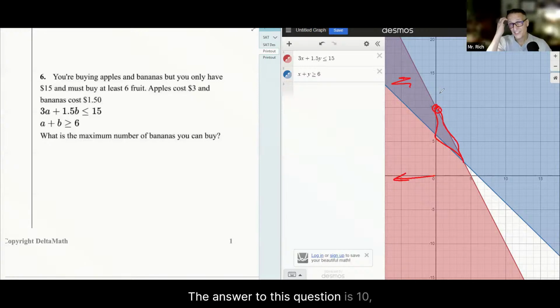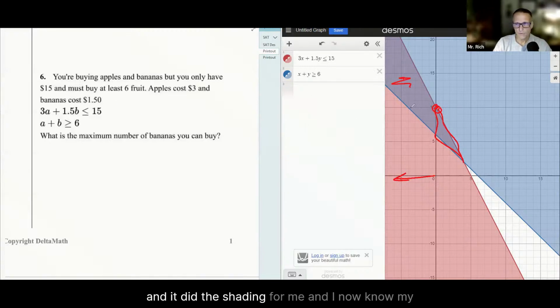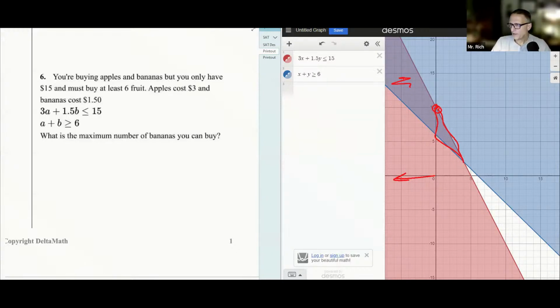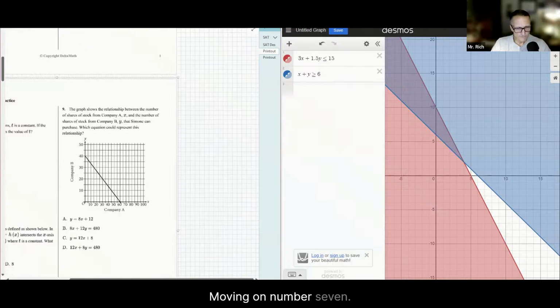The answer to this question is 10, and I'm seeing it right on the graph. Remember, solutions to inequalities are regions, shaded regions, and it did the shading for me, and I now know my answer is the number 10. Okay, I hope that is opening your eyes here, class, to some things that you can use Desmos for that you hadn't thought of. Moving on, number 7.